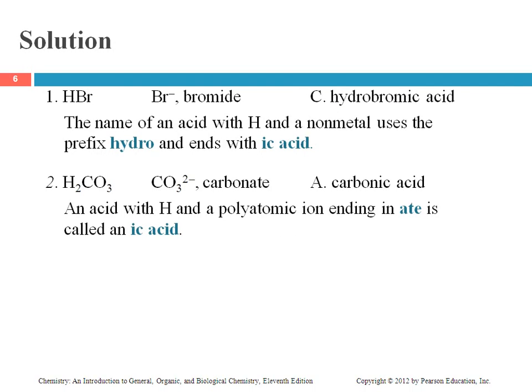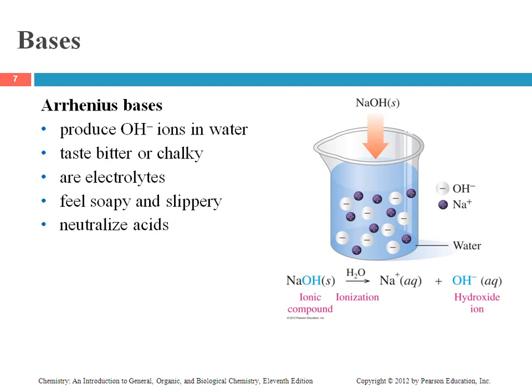Okay, so here's the explanation. Hydrobromic acid for number 1 and carbonic acid for number 2. The polyatomic ion ends in ATE, so it is called ic acid. An Arrhenius base produces hydroxide ions in water, so the hydroxide ion or OH minus. Okay, acids produce H plus or H ion. We also call this a proton. H plus is a proton.